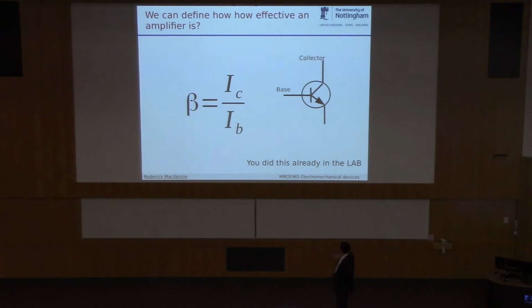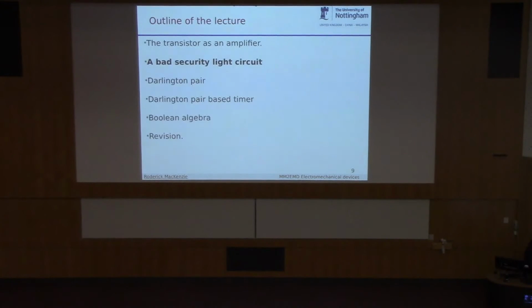It's like the magnifying factor from the current flowing through that collector. When we put a small current in the base, IB, how much bigger will the current be that's flowing through the collector? That's called beta. Of the transistors you measured in your labs, I think beta was maybe 200, something like that. So that's a typical value of beta, about 200. That's a bit of maths.